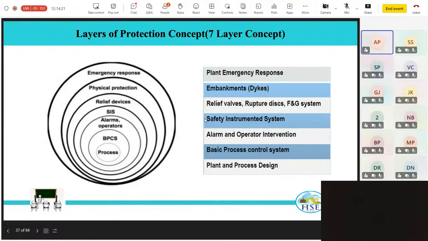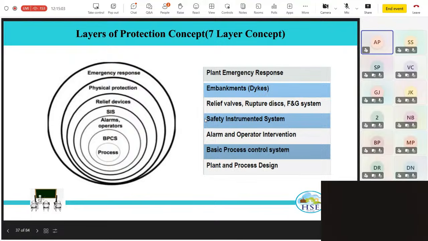Now, beyond this safety instrumented system also, there are some more layers. See, in real life, everything is likely to fail. That means today you have installed the best possible safety system, but it can also fail. So in order to take care of that, there are some additional layers given in the layers of protection concept. These layers of protection are typically relief valve, rupture disk, and fire and gas systems. These will act in case the safety instrumented function fails to operate or fails to protect. These are mitigative layers.